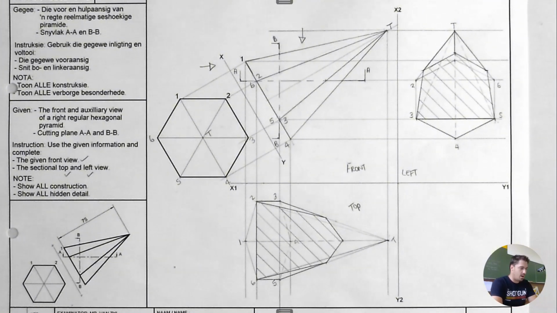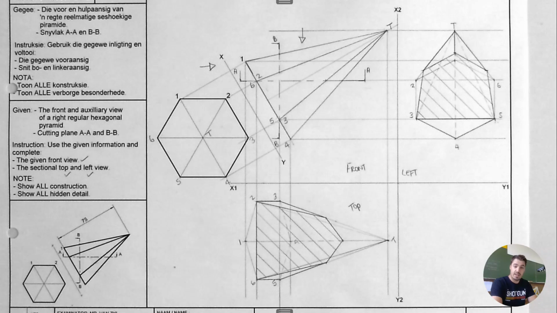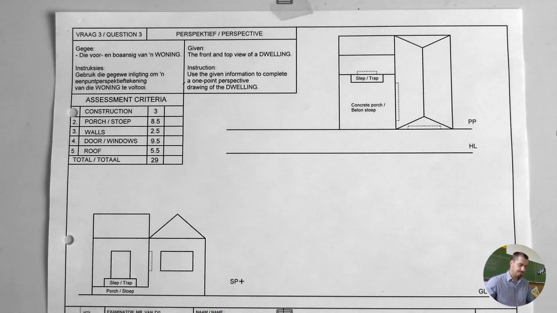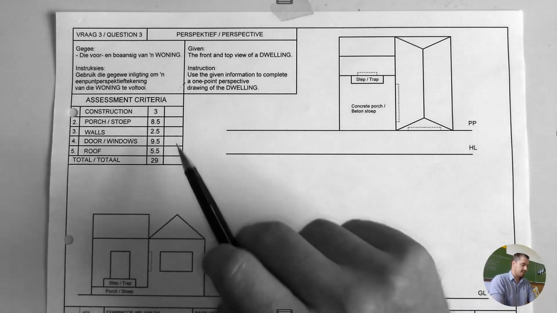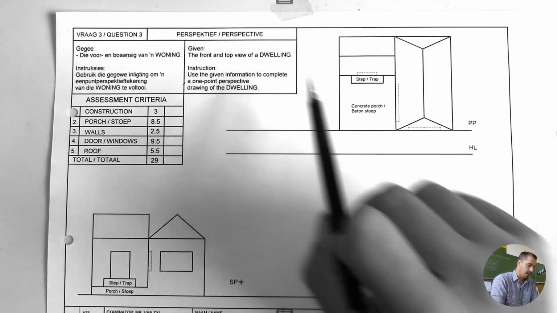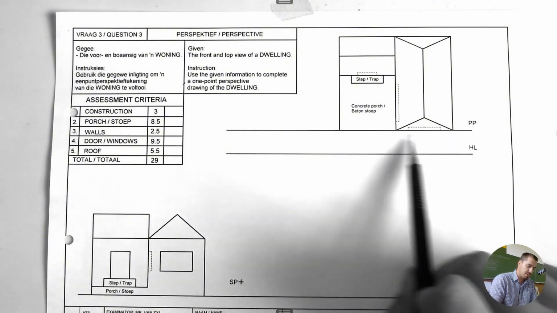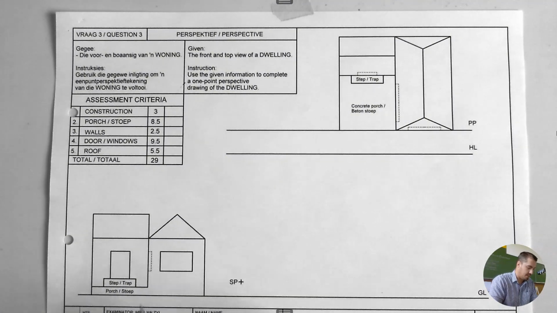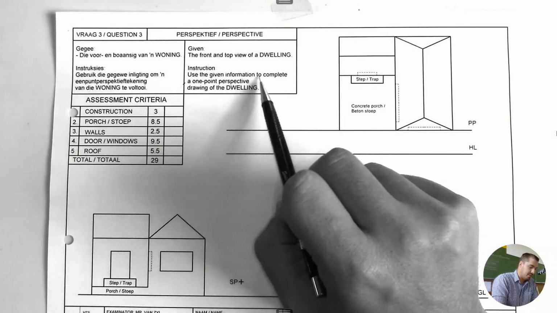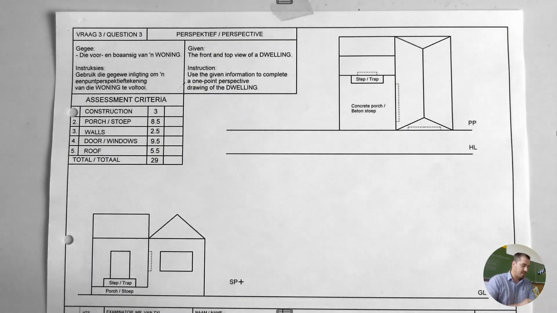Next, we are going to look at what did he say? Perspective, 1 point perspective to be exact. See you there. Now looking at the perspective, the first thing that we see is the front view and the top view of a dwelling. Here's the top view above the picture plane, and the front view is directly on top of the ground line. Use the given information to complete a 1 point perspective drawing of the dwelling.